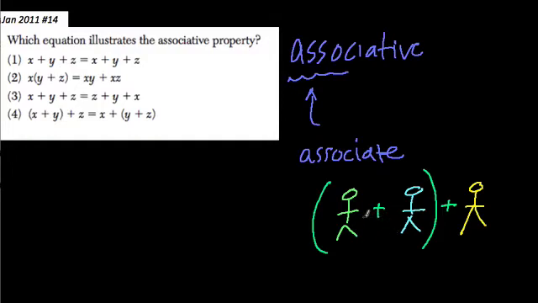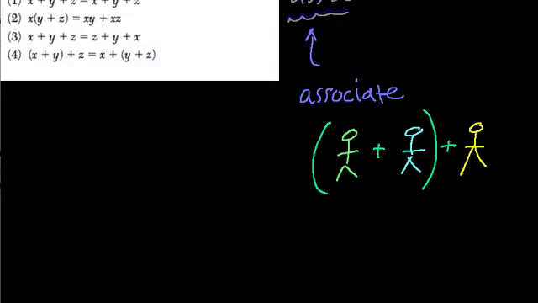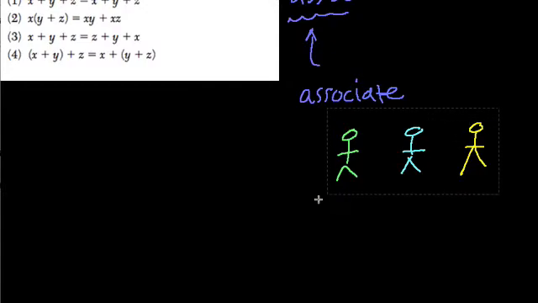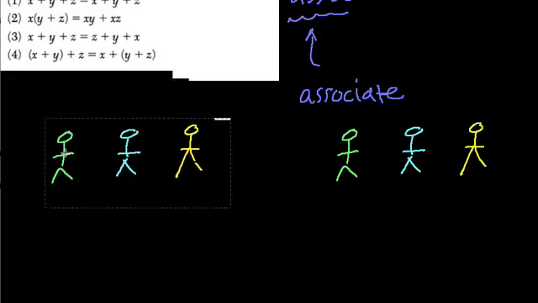Well, when you use the associative property, what you're saying is that these three people can be associated in different ways, and we still have the same outcome. In a sense, we still have the same party, so to speak, like if we're all hanging out together. So let me just copy this and show you what I mean. The point is that it doesn't matter. Drag these people over here.